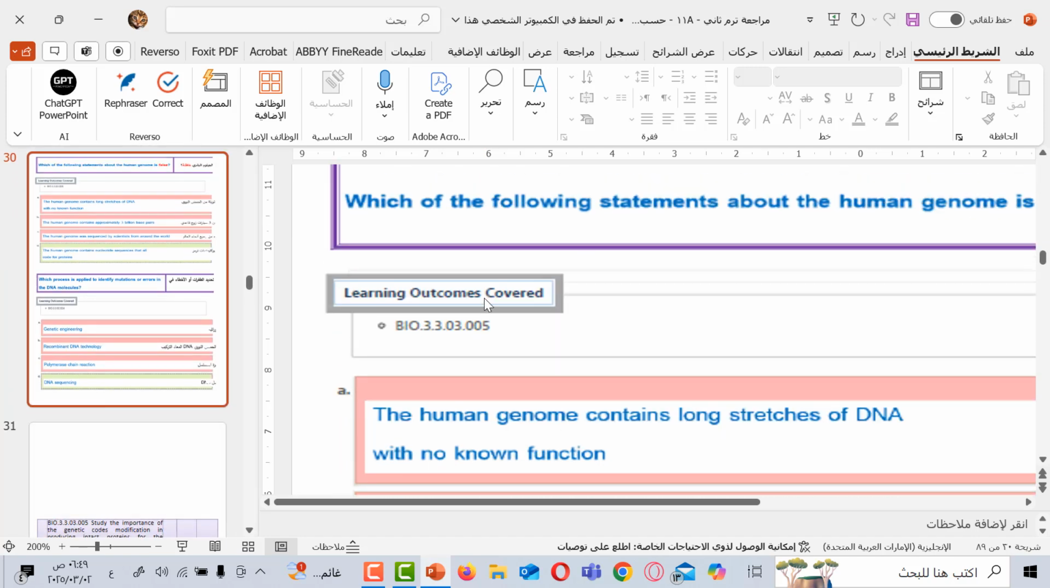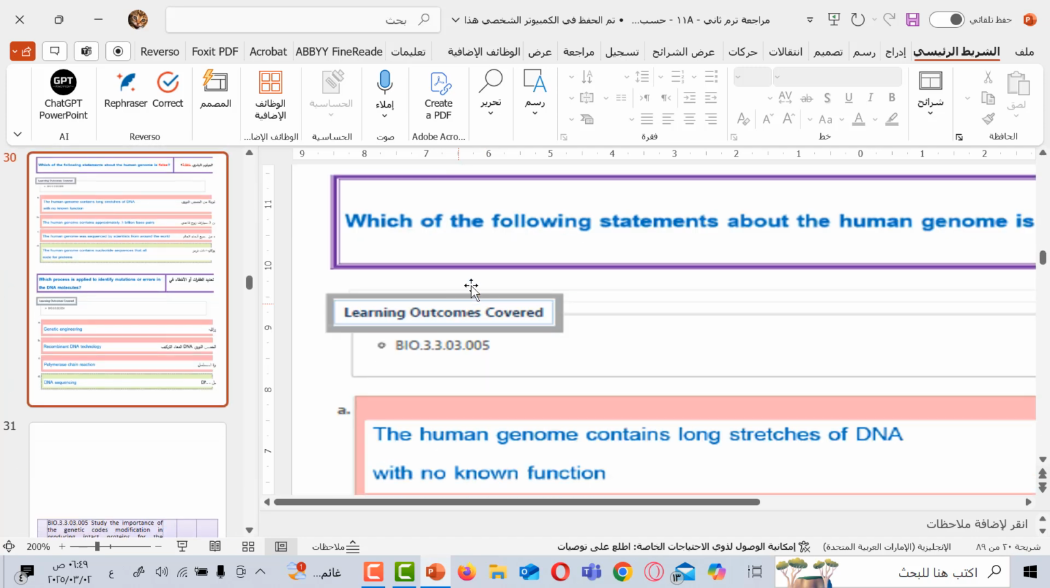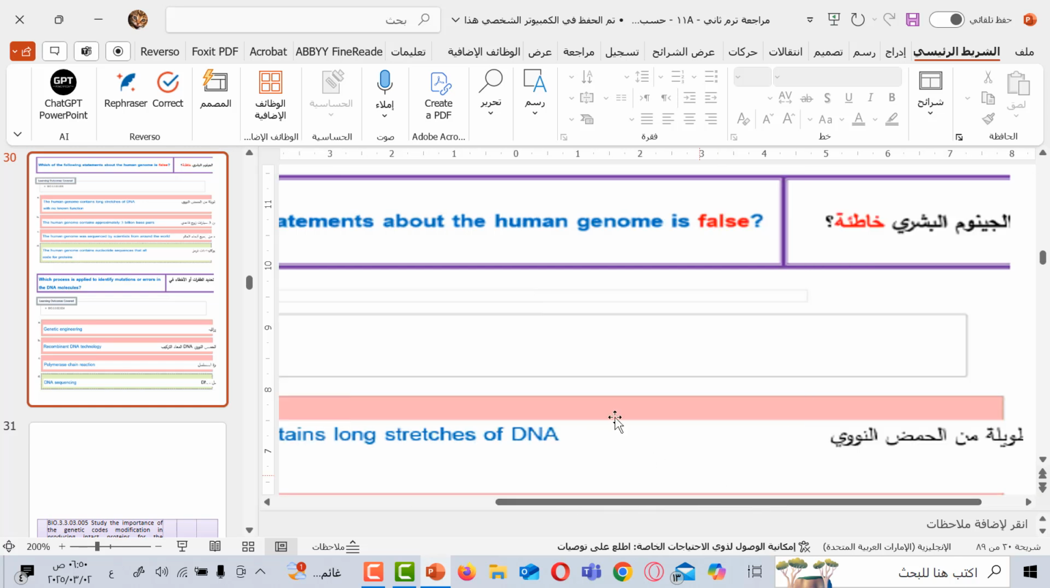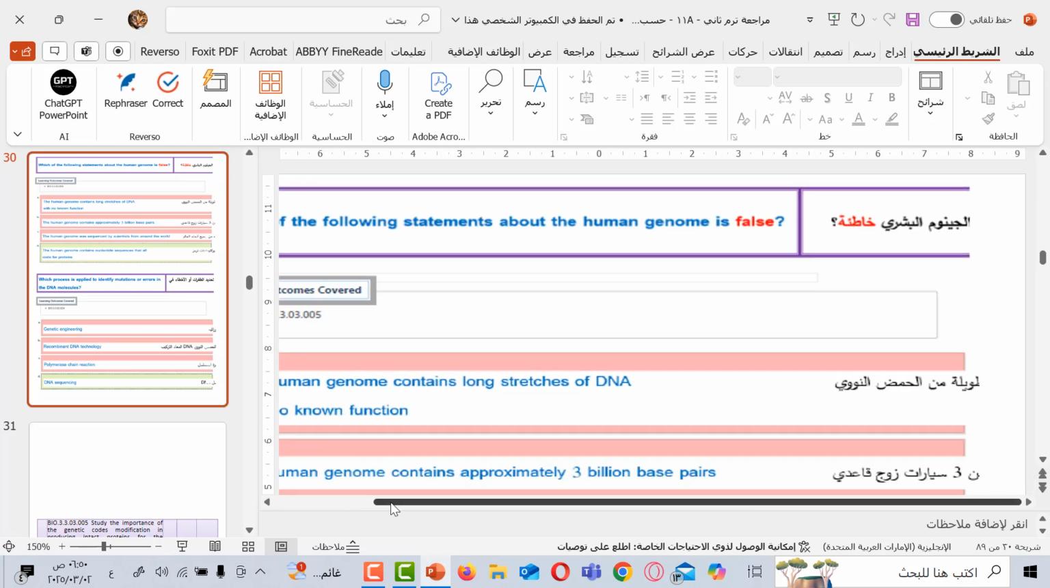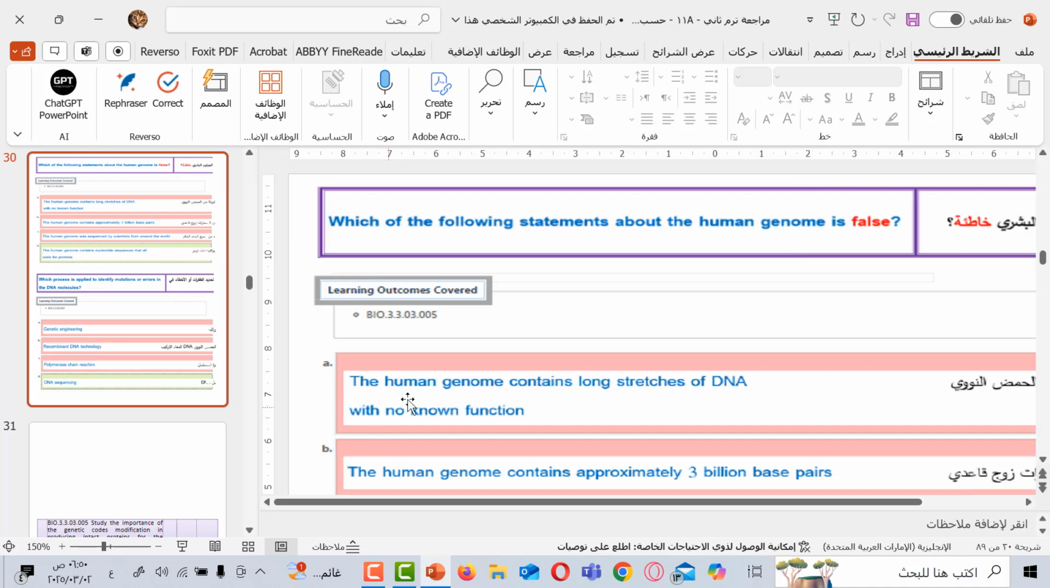There are some questions about this picture. Which of the following statements about the human genome is false? One of these is not true. Let us see which one. The human genome contains long stretches of DNA with no codon function. Okay, it's true, but he wants the false.